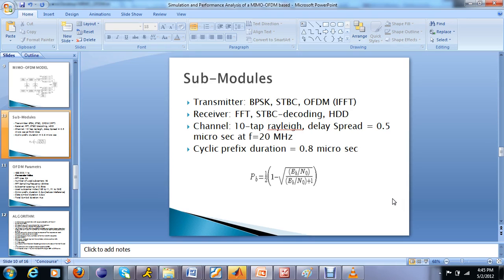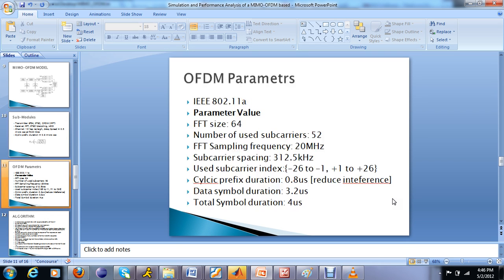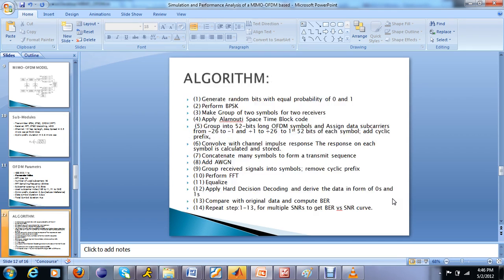As I stick to the IEEE 802.11a specification, the delay spread is 10 divided by 20 megahertz, which is 0.5 microsecond, which is less than the cyclic prefix duration of 0.8 microsecond. So the system is able to avoid the interference. This formula is the bit error rate formula of an OFDM system in an n-tap Rayleigh channel. These are the OFDM parameters which can be found in the IEEE 802.11a specification. I won't go through them because it will take a lot of time and they are self-explanatory.